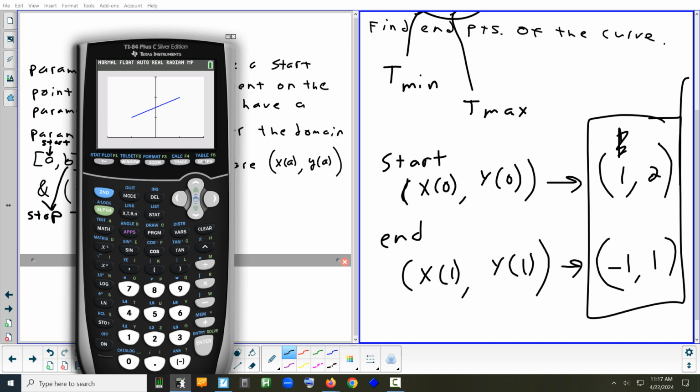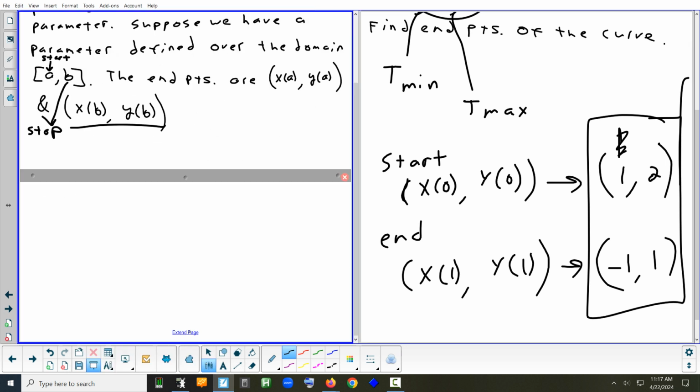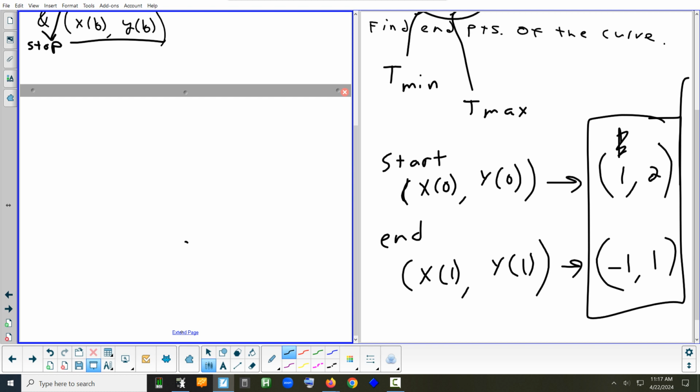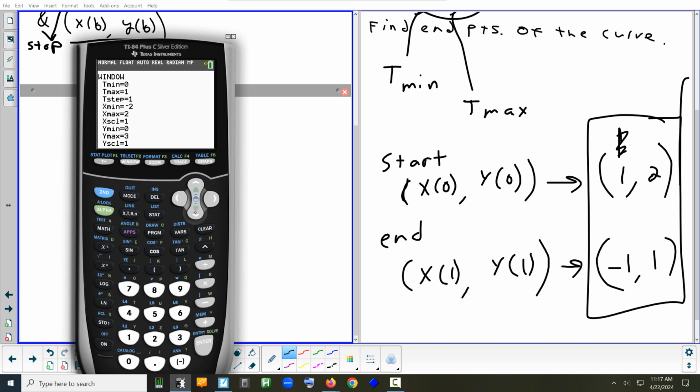All right, so let's talk about what that T-step did. What did I have T-step on originally, 0.1? Okay.